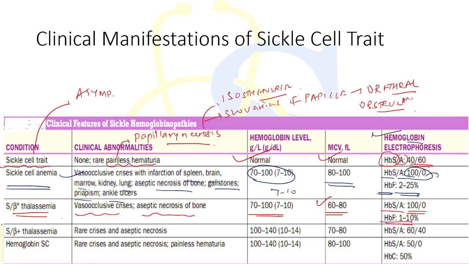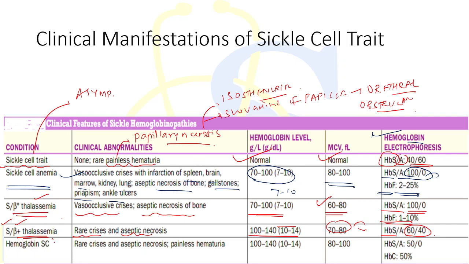Now, when it is sickle and beta thalassemia, not trait but thalassemia itself, the crisis will be rare and aseptic necrosis will be rare because it will be protected by the other hemoglobin which is due to beta thalassemia. So association of beta thalassemia is with better prognosis than with beta thalassemia trait. So the hemoglobin levels are typically normal. MCV also tends to be normal, and the S to A levels are 60 to 40.